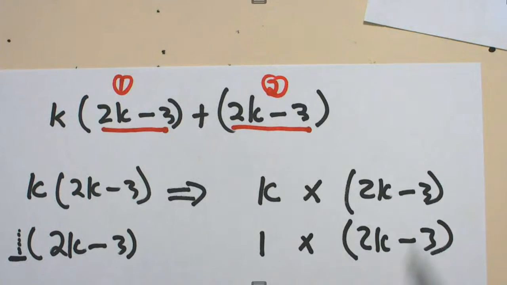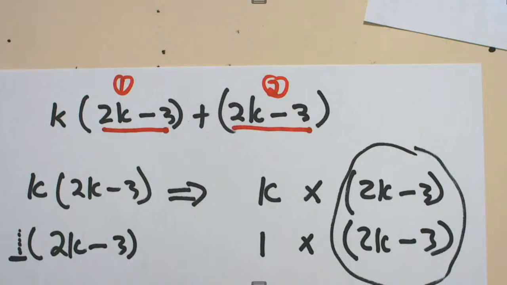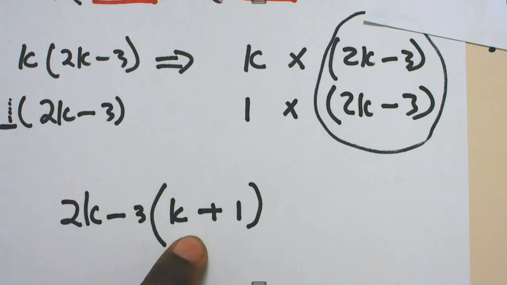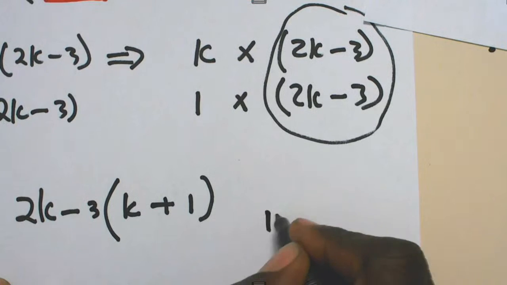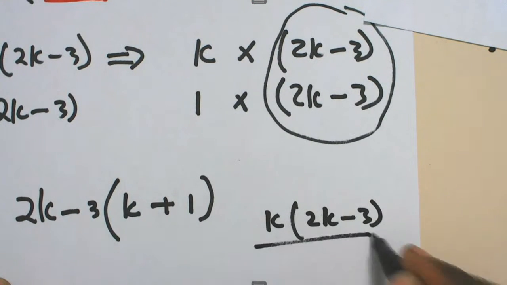Now, in order to factorize this, we have to write the common factor before the bracket. Which is this one. This is common, which is 2k minus 3 into what is left? It is k, and what is left again is plus 1. The common factor must be written in front of the bracket, and to get the terms in the expression inside the bracket, you divide each term by the common factor.